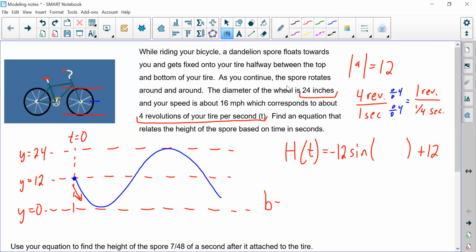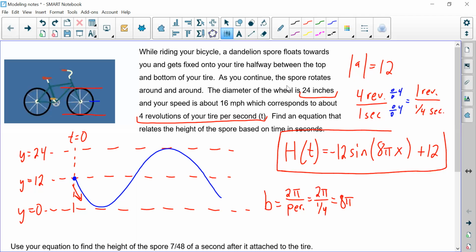Well, the b value for sine and cosine is always 2 pi divided by the period. So 2 pi divided by 1/4 gets you 8 pi. So there's the b value, 8 pi. I'm doing 8 pi revolutions in a 2 pi distance. You can think of it that way, but b is 8 pi. It's also your speed. So there's the function.